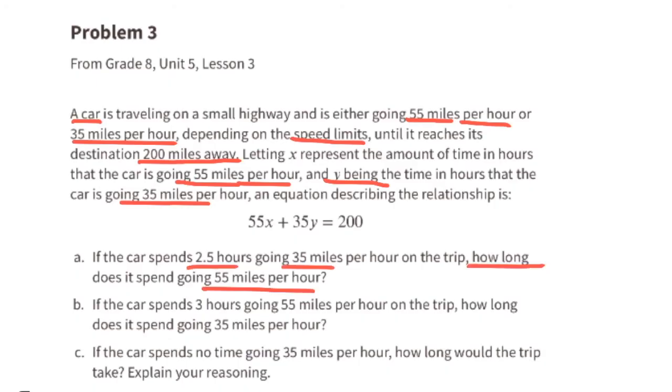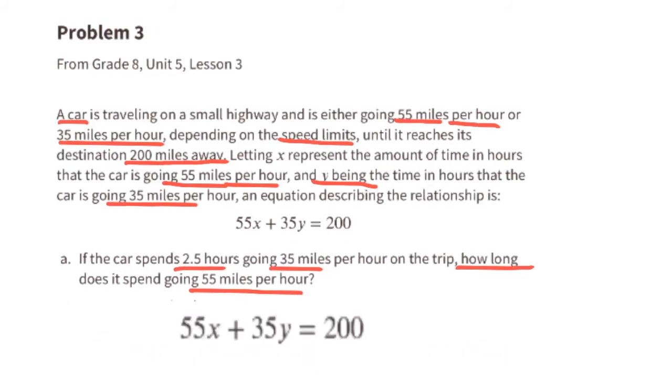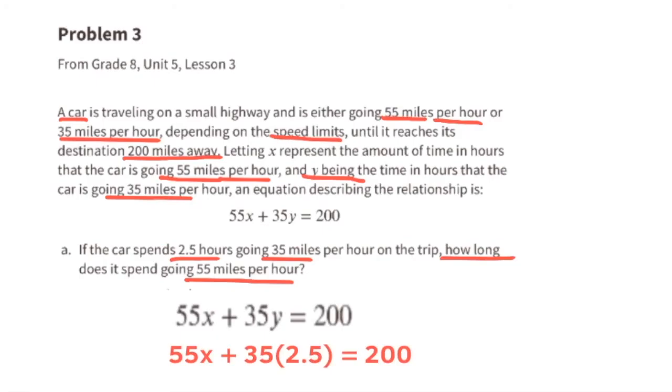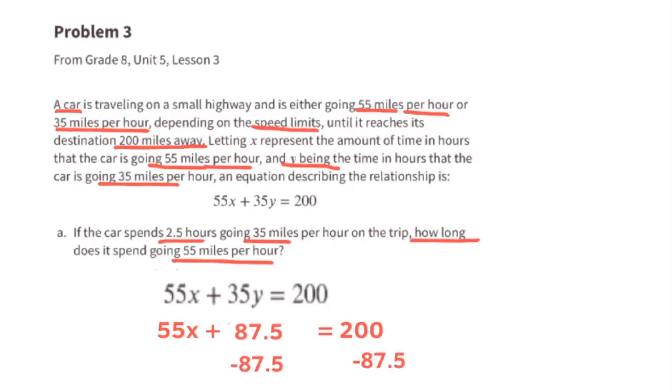A. If the car spends 2.5 hours going 35 miles per hour on the trip, how long does it spend going 55 miles per hour? We can substitute the y with 2.5, since y represents the amount of time that the car was traveling 35 miles per hour. Now the equation reads 55x plus 35 times 2.5 equals 200. 35 times 2.5 equals 87.5. Let's subtract 87.5 from both sides of the equal sign. Now the equation reads 55x equals 112.5.